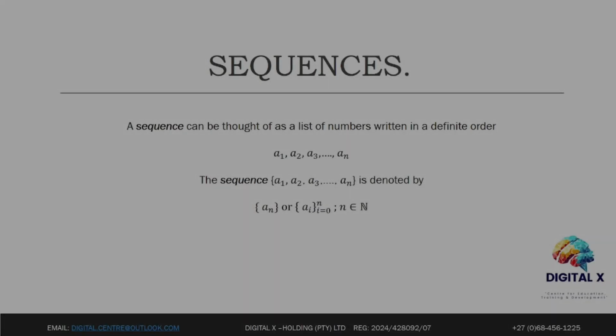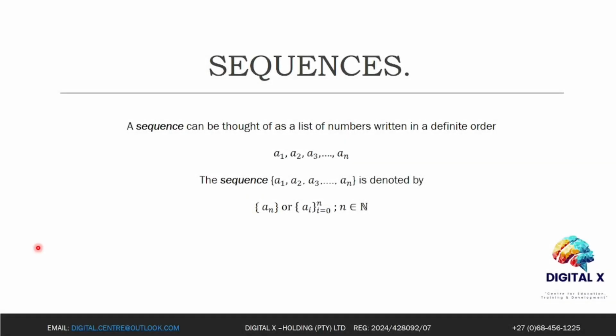Now, every sequence conforms to this basic or general definition, which states that a sequence can be thought of as a list of numbers written in a particular order, and this is the order in which we write our sequence. Now, a subscript 1 refers to the first term of our sequence, a2 being the second term, a3 being the third term, and a subscript n being the nth term of the sequence.